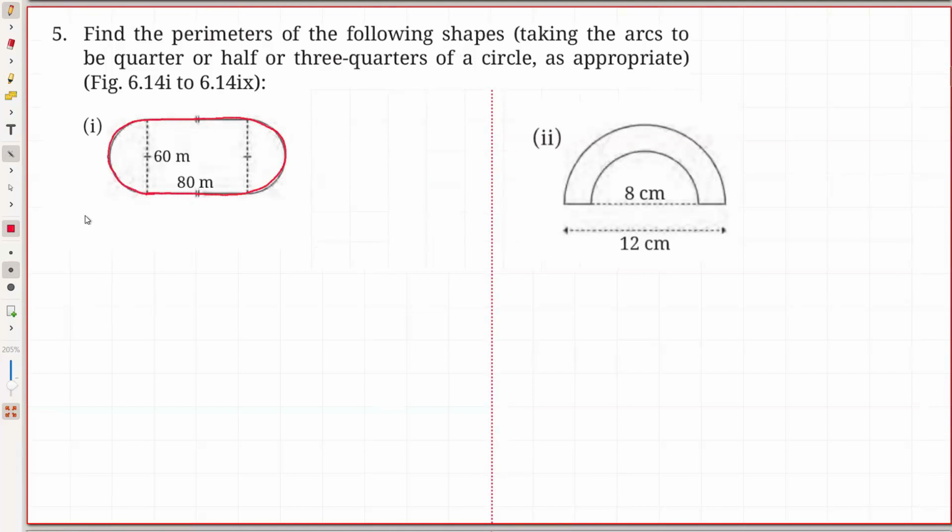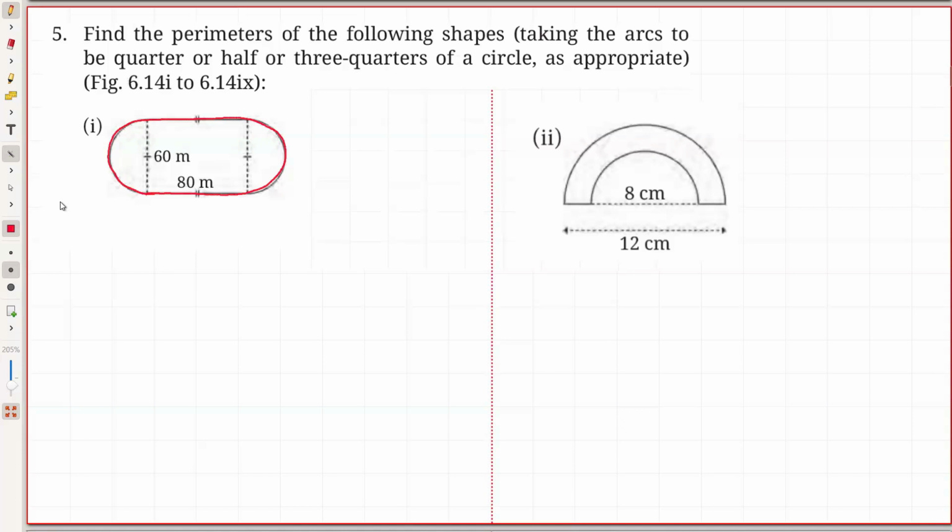So perimeter including, here 80 is given, and here 80. And here we are having 2 semicircular arcs. Here also one semicircular arc. For finding 2 semicircular arcs, we can consider them as one circle, or we can take the length of an arc plus this length of an arc, or 2 times the length of an arc. Now we'll just start.